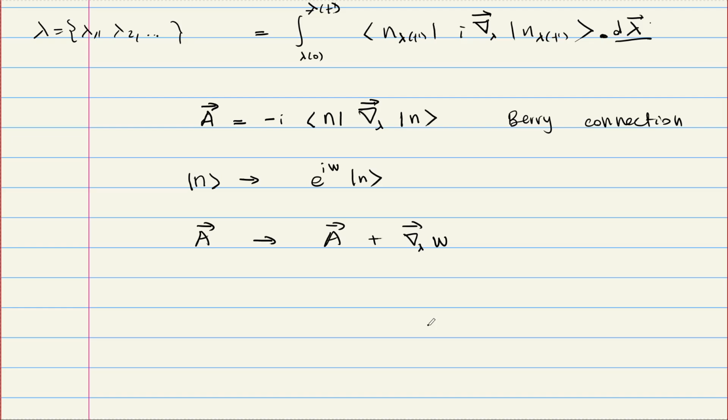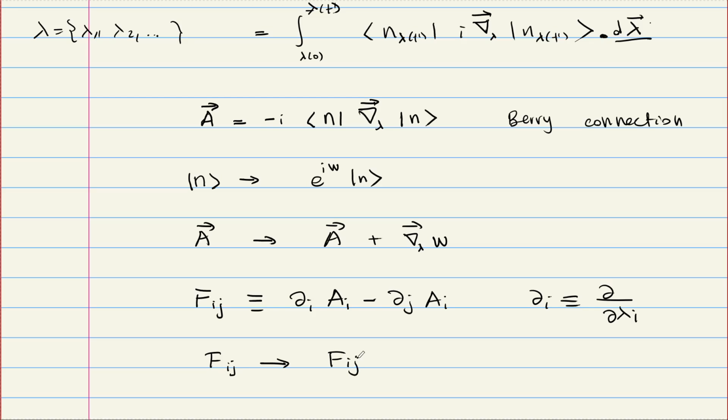And from there we were motivated to define something like the electromagnetic tensor F_ij. By definition this is del_i A_j minus del_j A_i, where A is a vector with components A_i, and del_i is short for del over del lambda_i. Then we showed that under this phase redefinition F_ij goes to F_ij. These are, if you want, kind of like electric and magnetic fields.